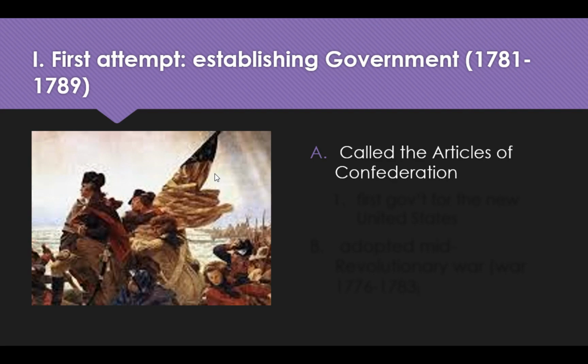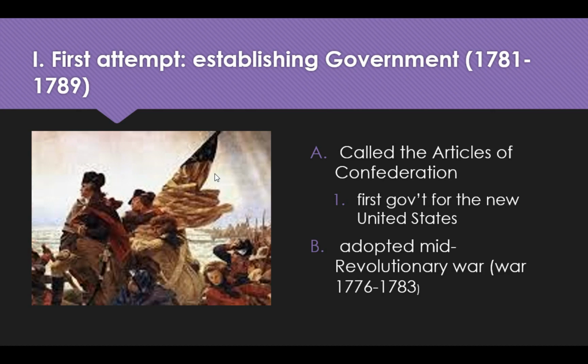So the Articles of Confederation is kind of like the Constitution. It was the first government and the first document to say how the United States was going to govern itself. So this was our very, very first form of government. This was adopted around mid-Revolutionary War in 1781, when the United States realized, actually, we could win.